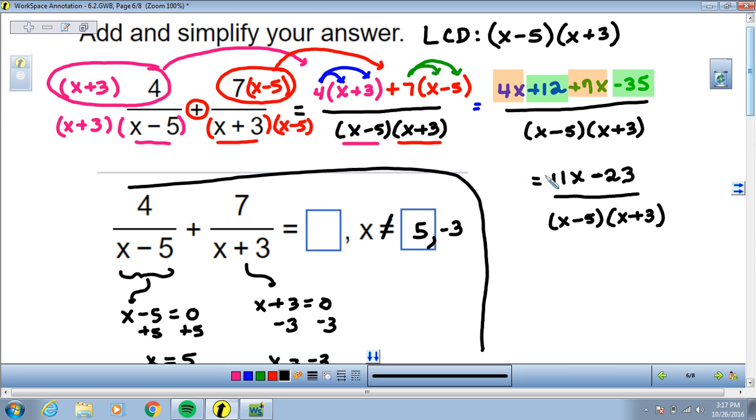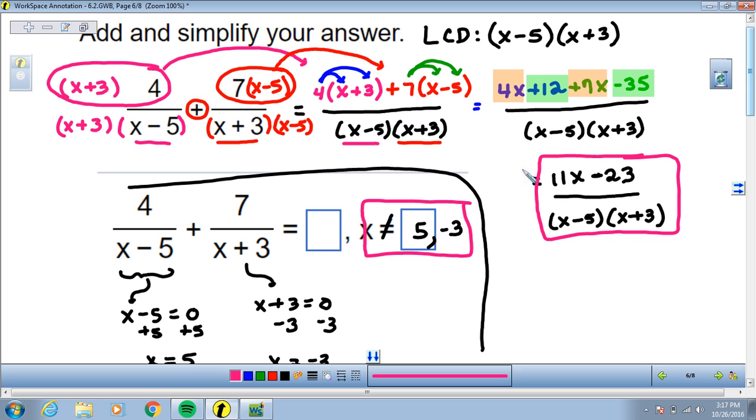Can I factor anything here? 11x and 23 cannot be factored, right? And the denominator is already factored, and there is no common factors on the numerator and denominator. So that means this is my final answer. This and my domain, those are the two answers that the question is asking. Okay.